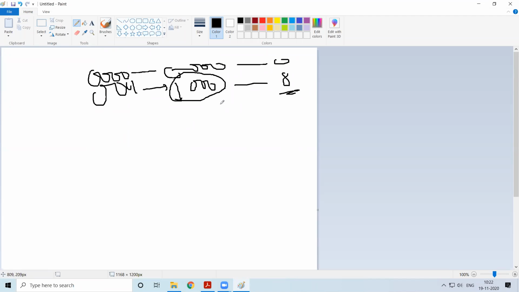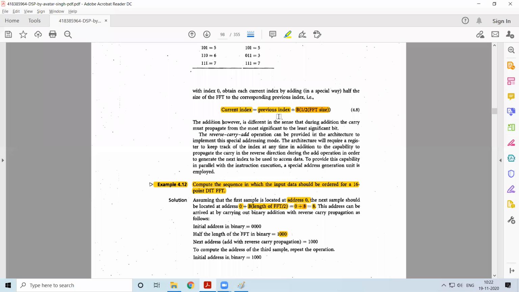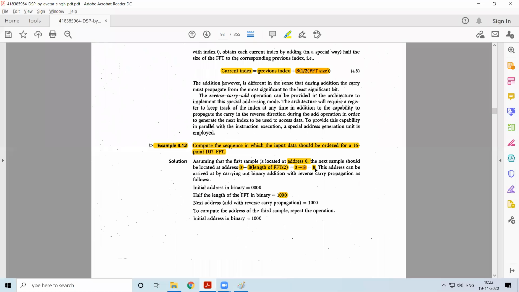Now one special thing comes up here. If I try to estimate the next value, it is 0100, which is actually 4 in our case. So I should get this value. Now the new index is what? The current index is 8, and I have to estimate the new index. The first one was 0, the next one was 8. What is the next index?